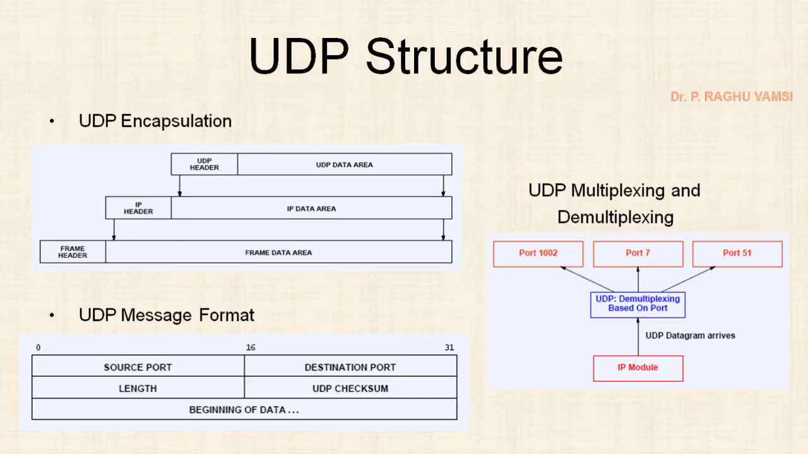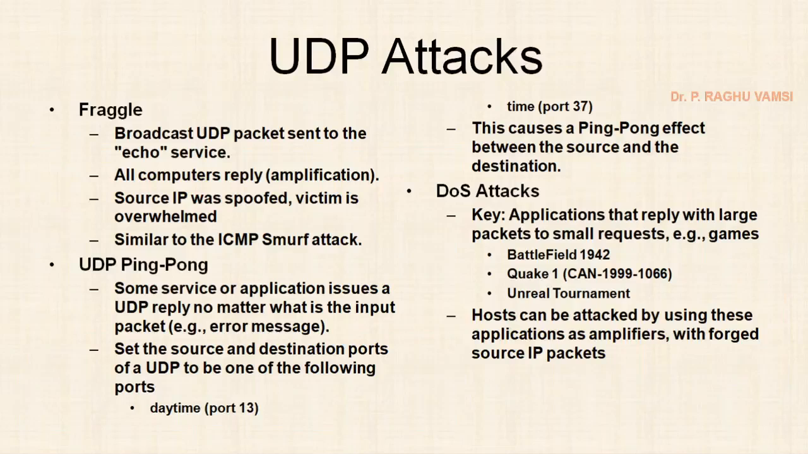So this is the overall structure of UDP. Now we'll see the UDP-based attacks. On UDP services, the possible attack is the Fraggle attack. A broadcast UDP packet is sent to the echo service, and all computers reply with reply messages. The source IP is spoofed, so the victim is overwhelmed. It is similar to the ICMP Smurf attack. So in the ICMP Smurf attack, what will happen?